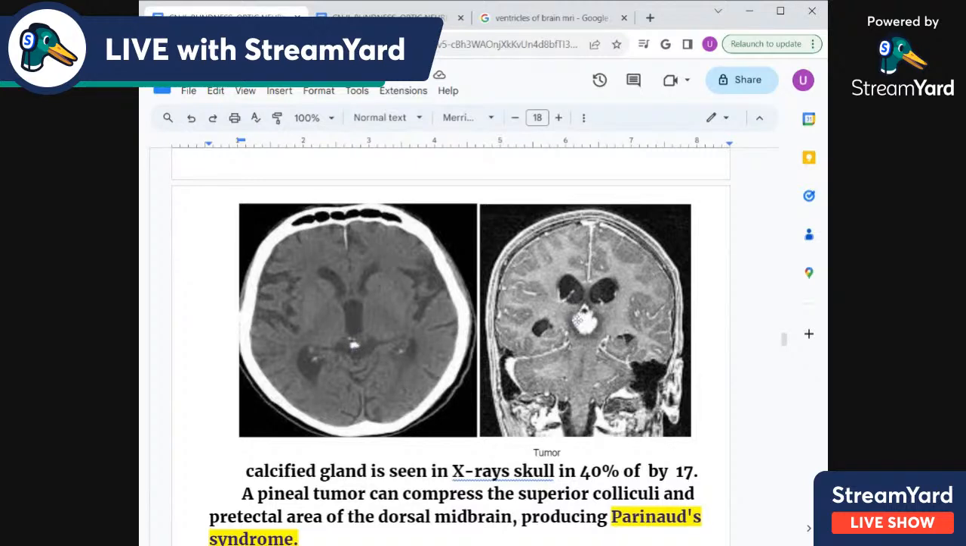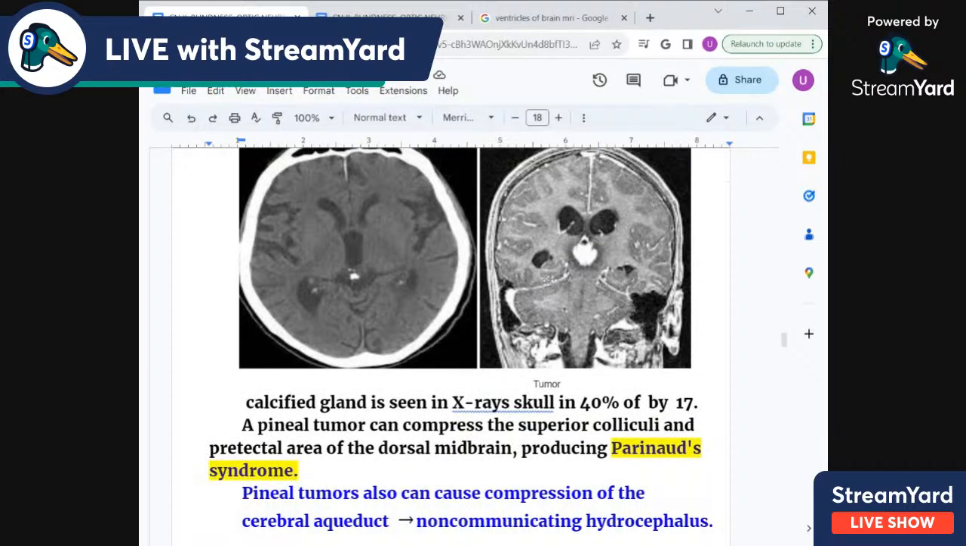It presses on the superior colliculus and causes Parinaud syndrome. Parinaud syndrome, we have a video. Anybody who wants, I can show it.